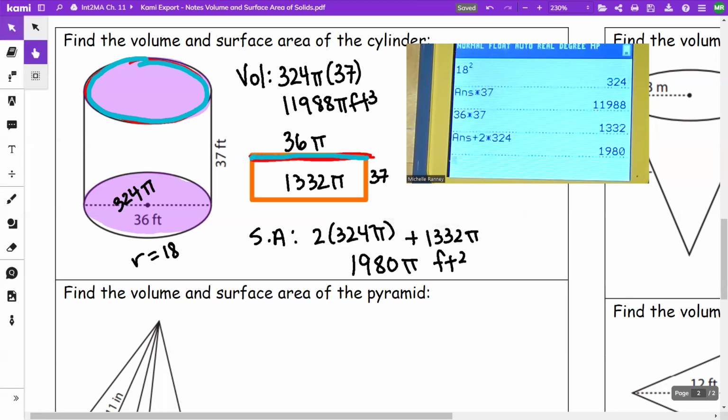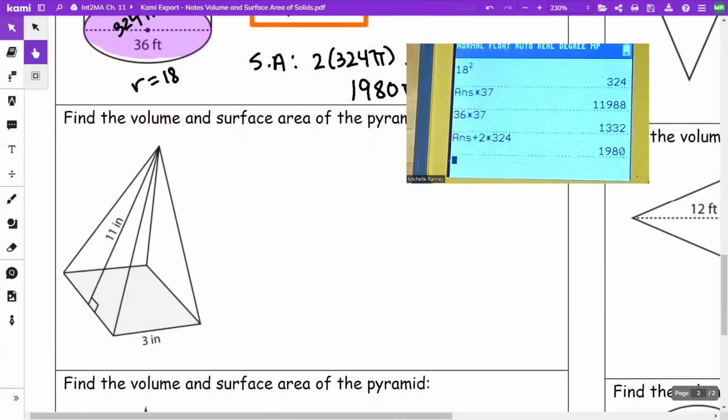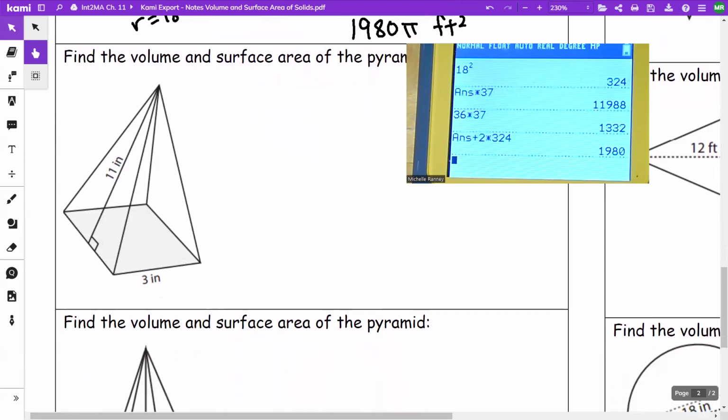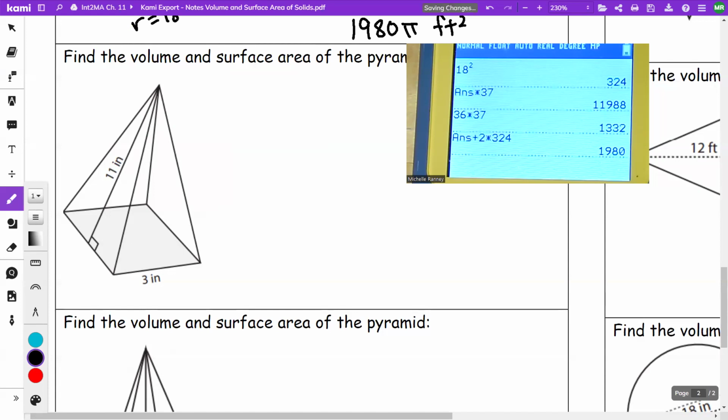Now on the next one, we have a square-based pyramid. The base of that is going to be 9. Now the bad thing is I do not have a height. The height is going to be this drawn to the center, coming out here.